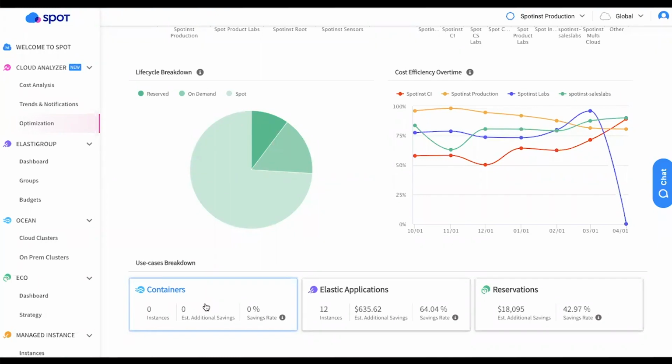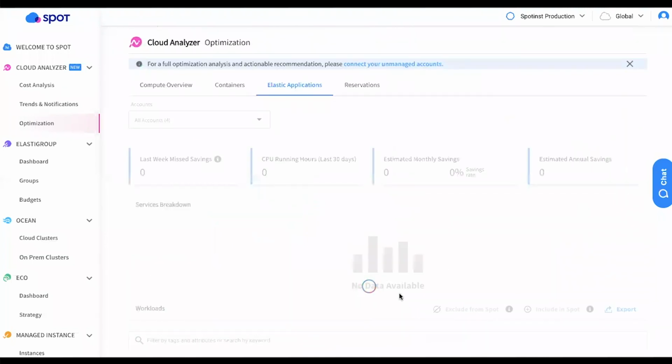I apologize for that. We do have auto-scaling group workloads that are associated with auto-scaling. That's reflected by Elastic applications. And finally, we have reservations. These are workloads that are running on reserved capacity. Just for the sake of showcasing what we do here, I'm going to go into Elastic applications.